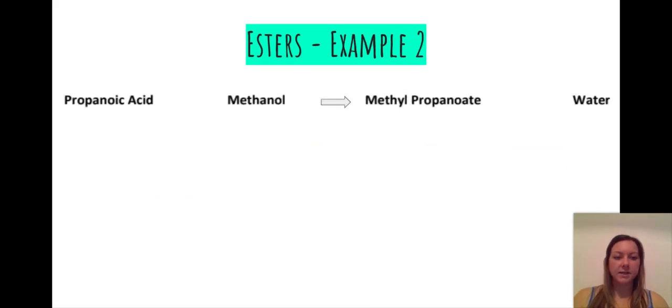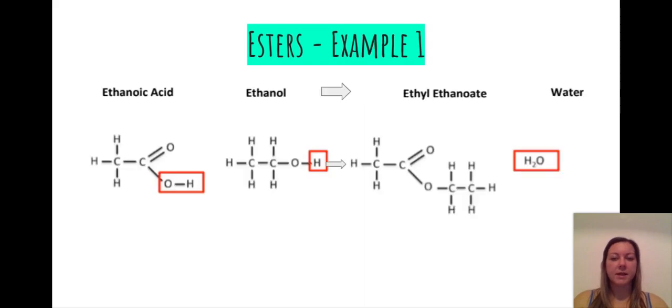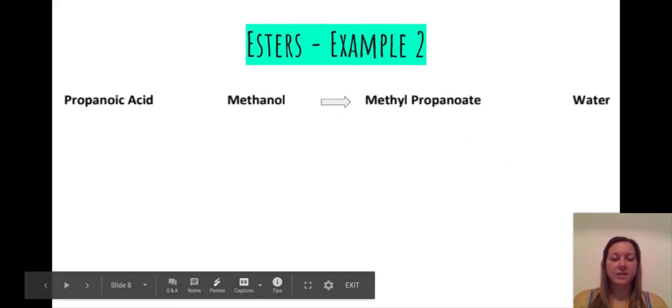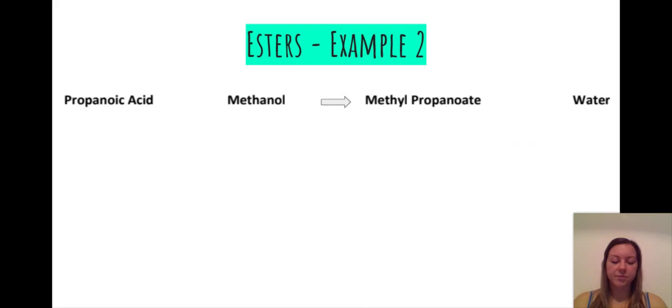The second example is propanoic acid plus methanol gives us methyl propanoate and water. Now, in the last example, it was ethanoic acid and ethanol, so it didn't really matter which way round each of the words were. In this case, it actually does. Now you'll see that when you name the ester, it is the alcohol part that comes first, and then the acid part is the -oate part at the end.